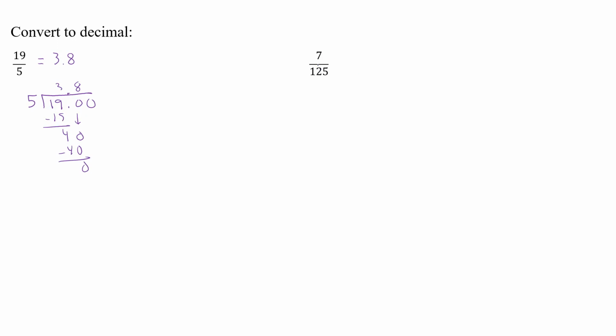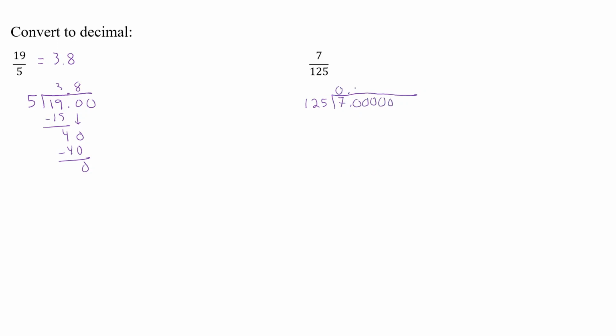Now this one is going to be a little bit different because now we have to take 125 into 7. So that's a very small number. So we're going to have to add a lot of zeros there, I think. And 125 goes on the outside. So 125 into 7 point. And then, like I said, we'll have to add multiple zeros. I don't know how many.